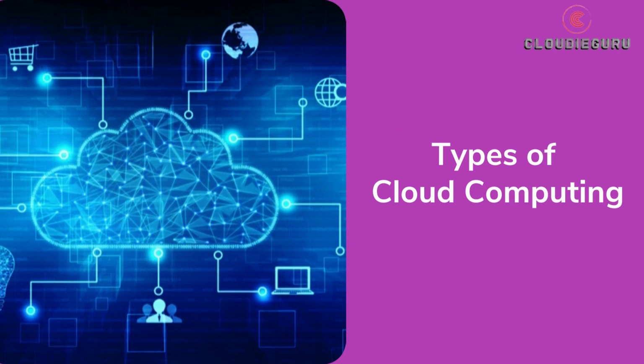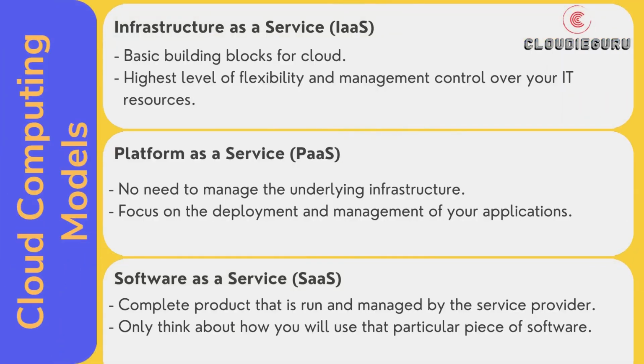Now let us look at types of cloud computing. First, we will learn about cloud computing models. There are 3 types of cloud computing models. First is infrastructure as a service. It contains the basic building blocks for cloud and provides access to networking features, computers, and data storage space. It provides highest level of flexibility and management control over your IT resources.